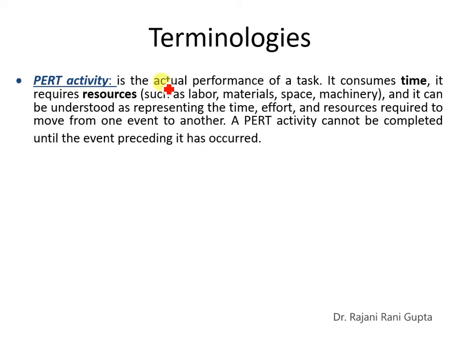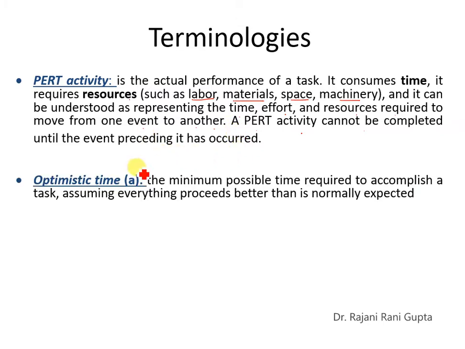Now, what do we mean by a PERT activity? It is the actual performance of a task. It consumes time and requires resources. What comes under resources? Labor, material, space, machinery, etc. It can be understood as representing the time, effort and resources required to move from one event to another. A PERT activity cannot be completed until the event preceding it has occurred. So similar to CPM, we cannot go to another activity until we finish the previous activity.